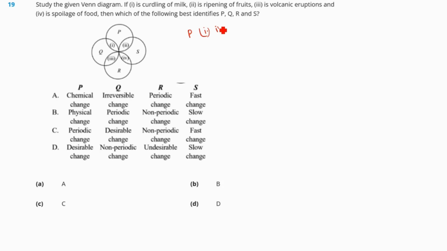Correct. Q is a combination of 1 and 3. And R is a combination of 3 and 4. And S is a combination of 2 and 4. Okay. So let's see.